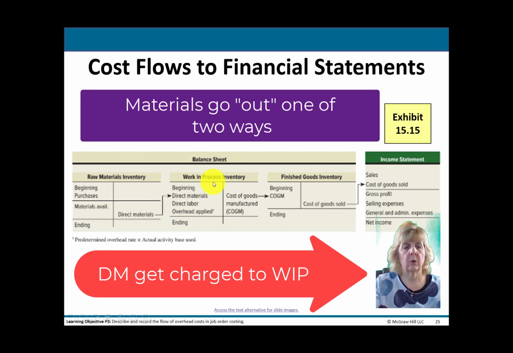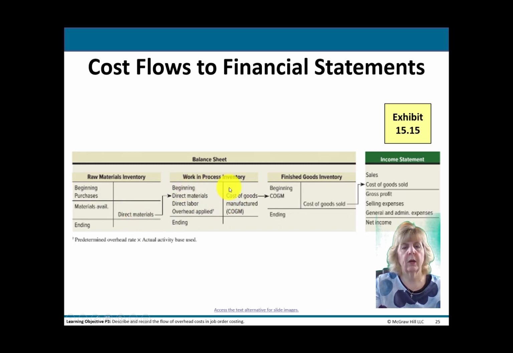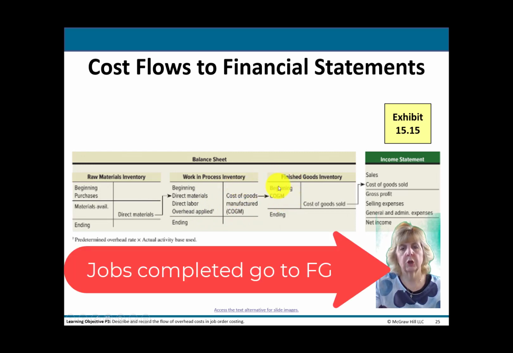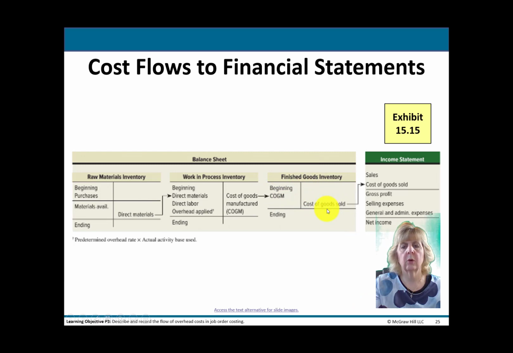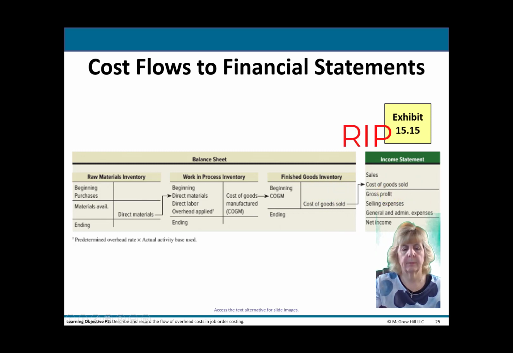So you would debit WIP and credit the raw materials inventory. And as it makes its way through the system, when the job is completed, it'll be taken out of WIP and be charged to finished goods where it will sit. And whenever that job or the product is sold, it'll come out of finished goods and meet its final resting place here in cost of goods sold.